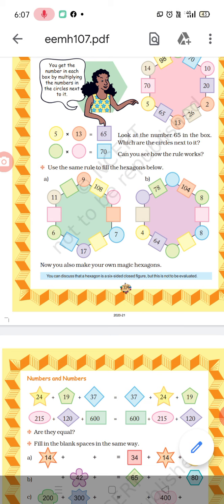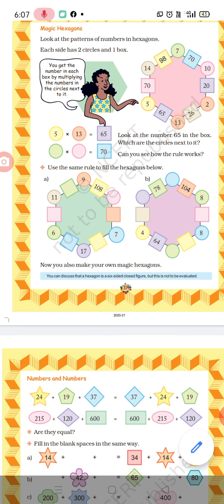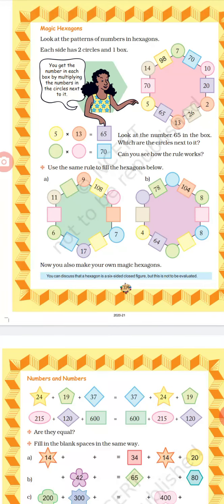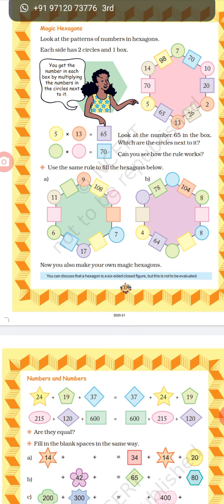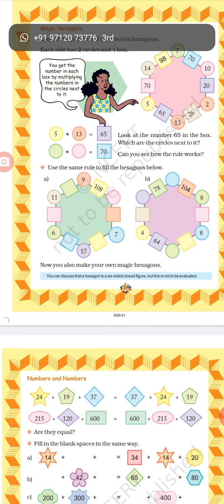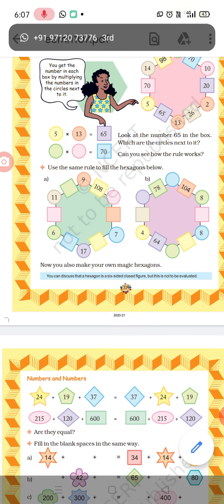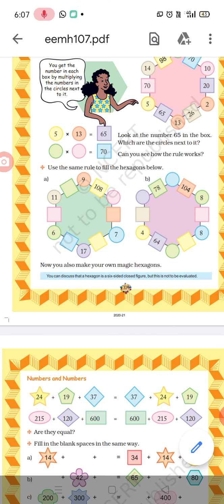Here the girl is saying that you get the number in each box by multiplying the numbers in the circles next to it. Okay, so what she is saying is that the circles given inside the box, the hexagon, if we multiply the digits given in the circles, then you will get the answer which will be written in the box, right?